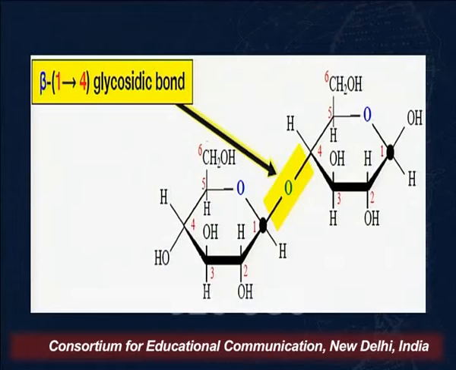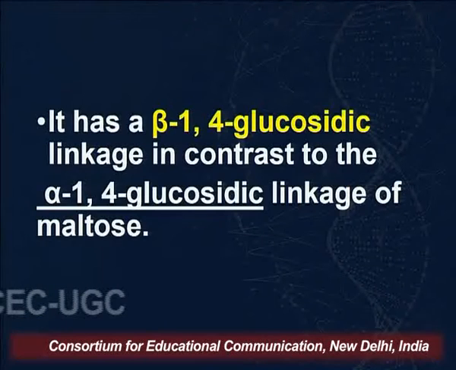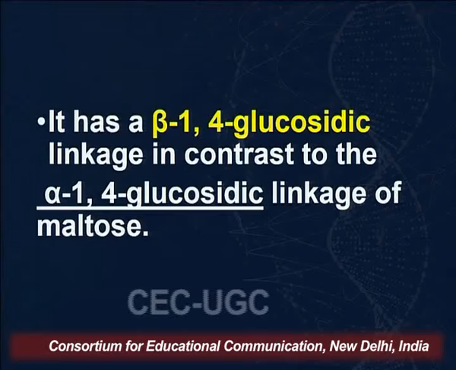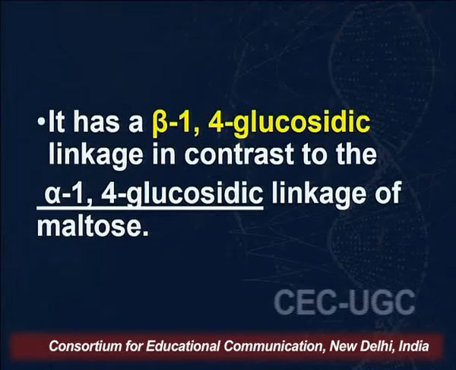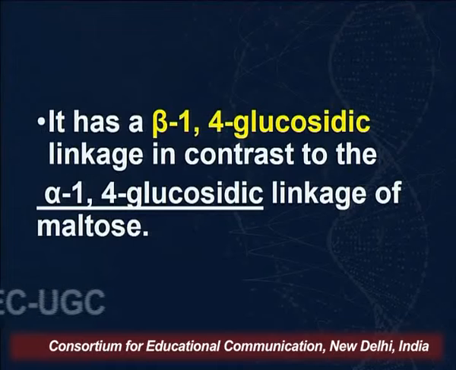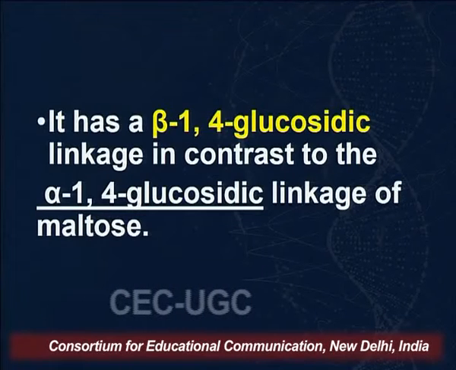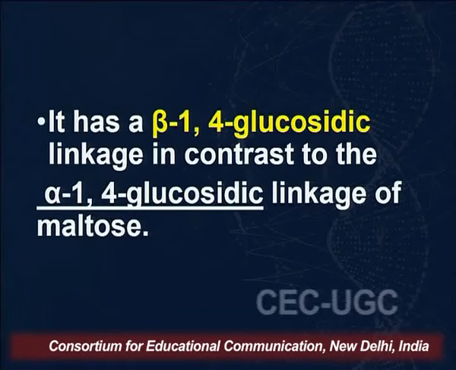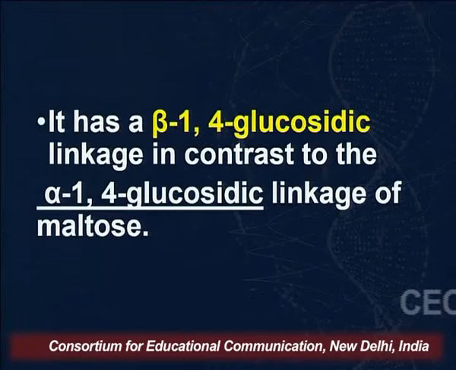And the second thing which you have to remember is that the monomer units are also the same. In both cases we have glucose units. The difference is only at the glycosidic linkage, right? So what do we say? That cellobiose has a beta 1,4 glucosidic linkage. Why are we calling it a glucosidic linkage? Because here the glycosidic bond is between 2 molecules of glucose.